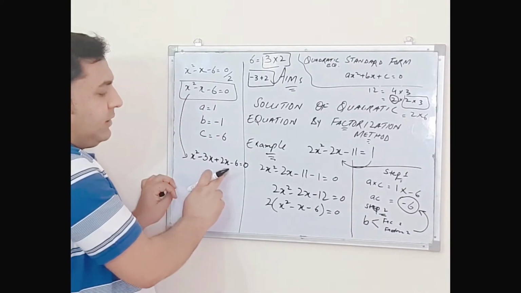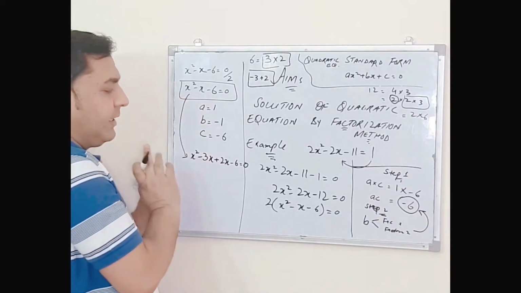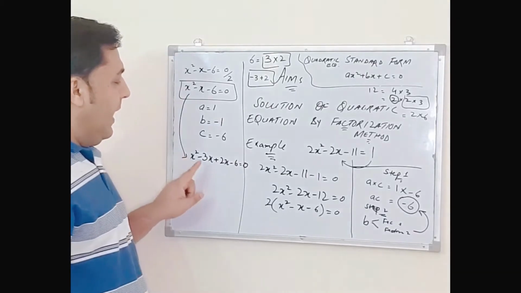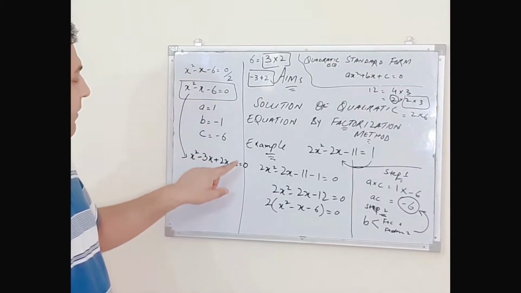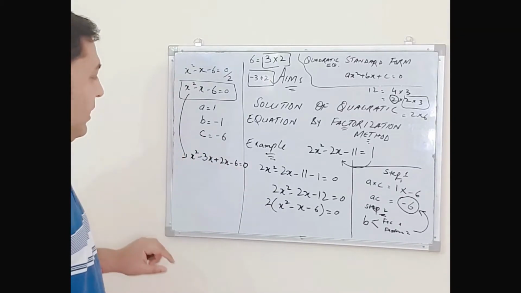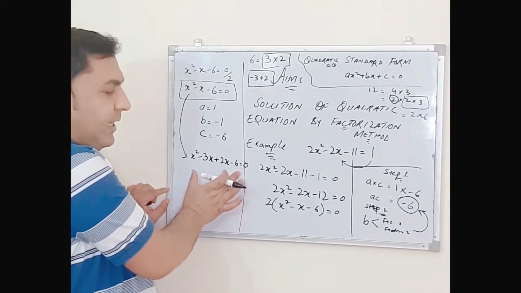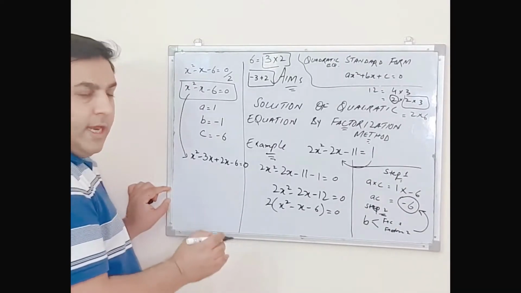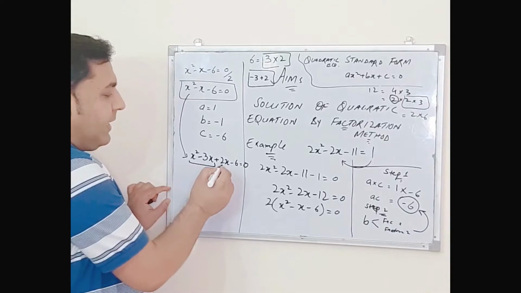Now you see, minus 3x plus 2x is minus x. This equation is the same as this. And when I multiply these two, I will get minus 6. Minus 3 into plus 2 is minus 6. Whenever you do this splitting, you always get a common factor, and you know how to get common. First two terms you will take, and then the second two terms.